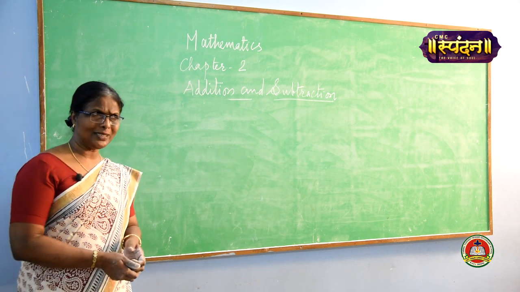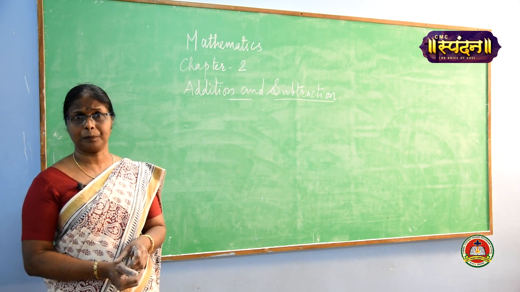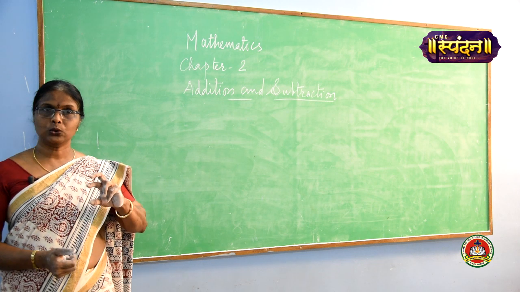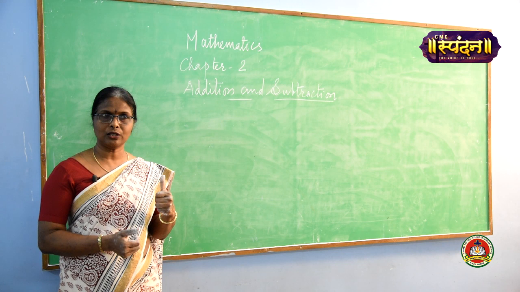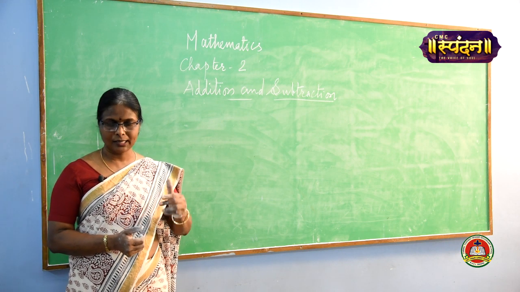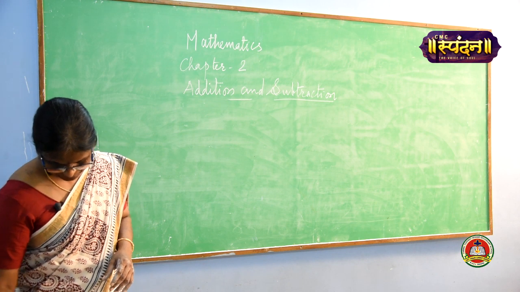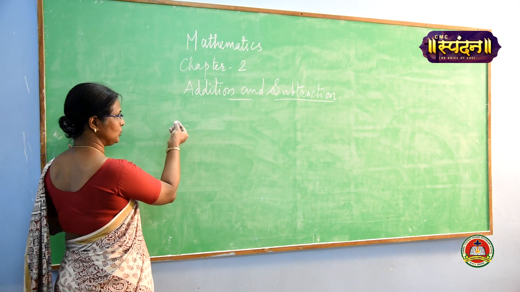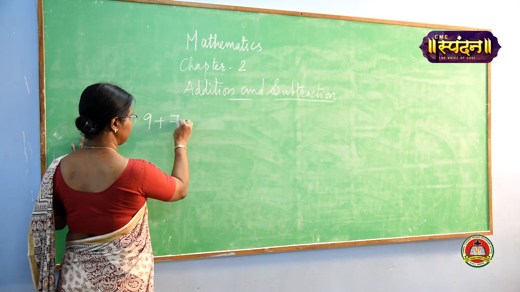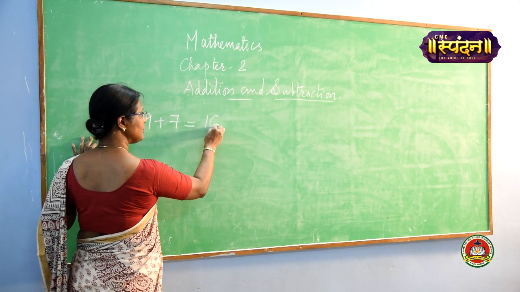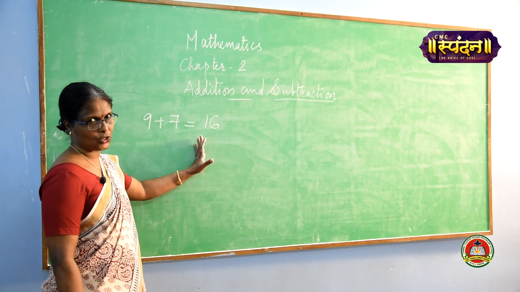Now, after doing the addition and subtraction, it is also necessary to check the answer. In addition, you can check the answer by using two subtraction facts. In an addition fact, there are two subtraction facts. Let us see how to do that. Suppose I use an example like 9 plus 7. 9 plus 7 is 16. Now this is an addition fact.